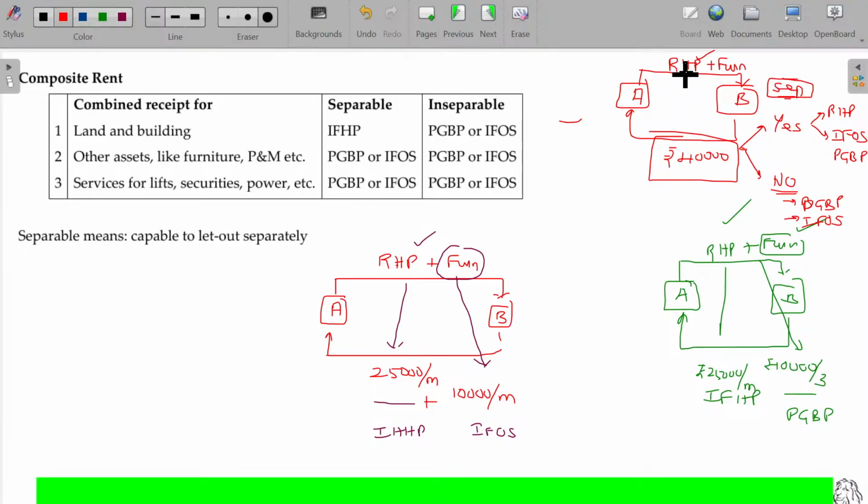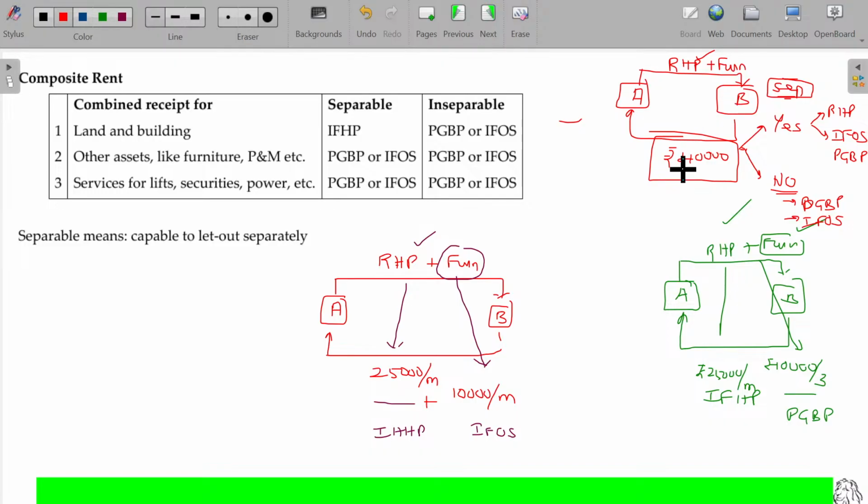PGBP. Right. So the question is whether separability matters. If the letting out of these properties can be done separately, then it is separable. In case it is separable, then separate the residential house property and the others. For the residential house property, it will be taxed under income from house property. Others may be taxable under the head income from other sources or PGBP.